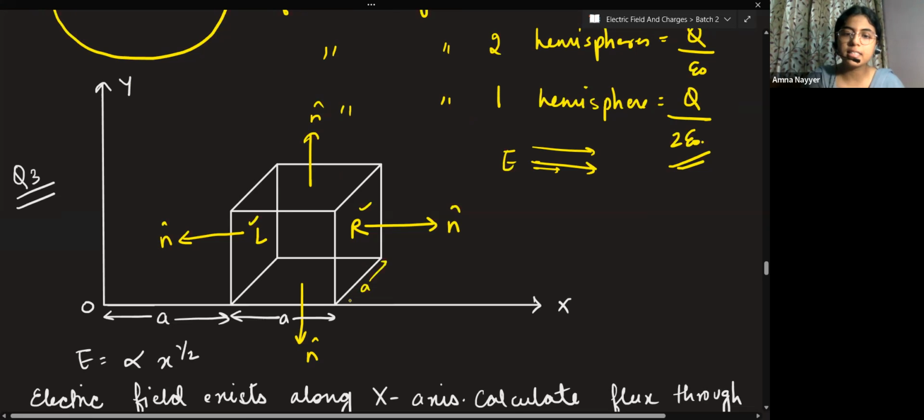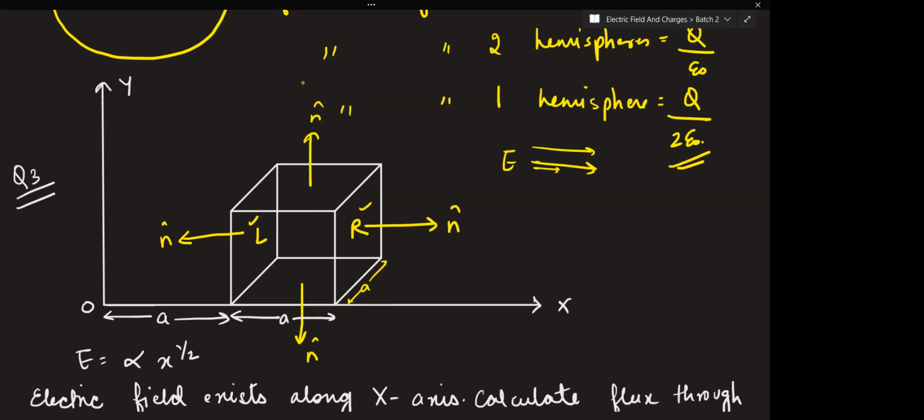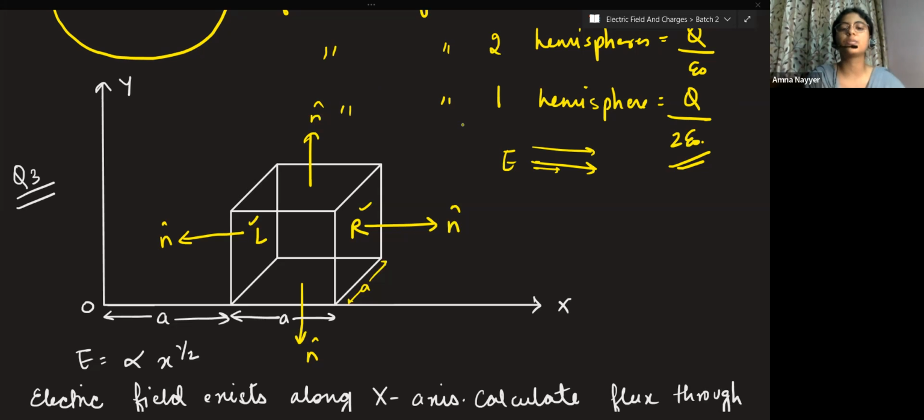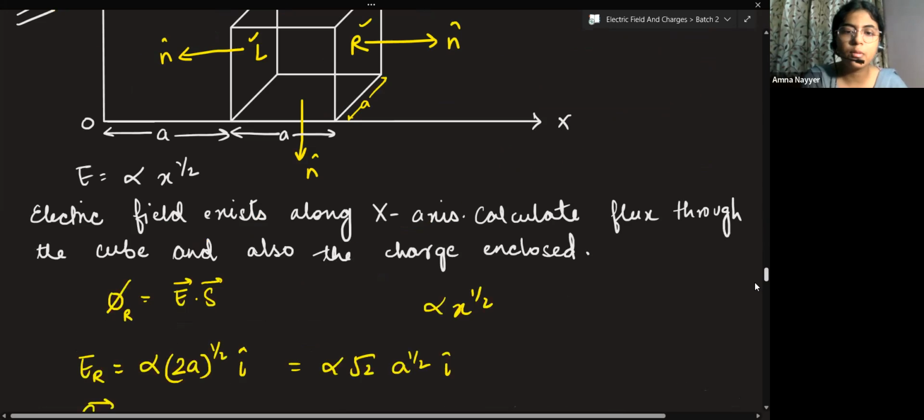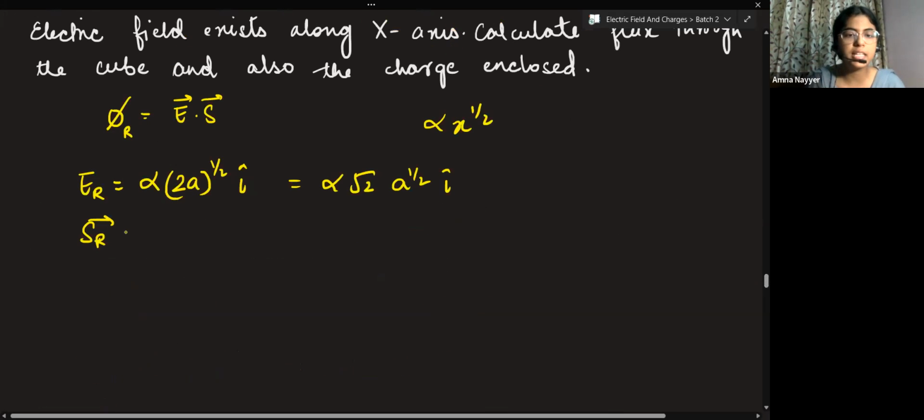All the sides have dimension A. So the area is A square. And what will be the direction of this surface area? The area vector gives you the direction, and the area vector is directed towards the x-axis. It means again it will be i cap. So the surface area will be A square i cap.